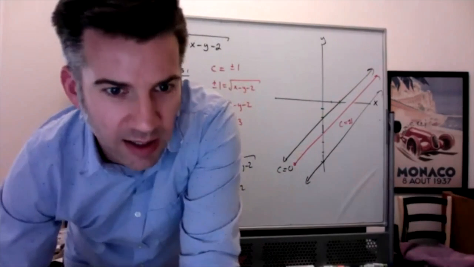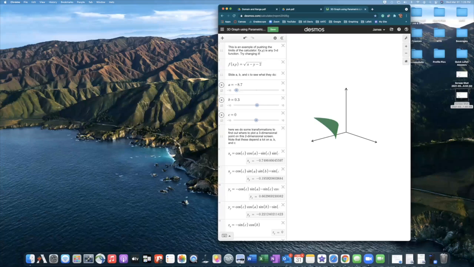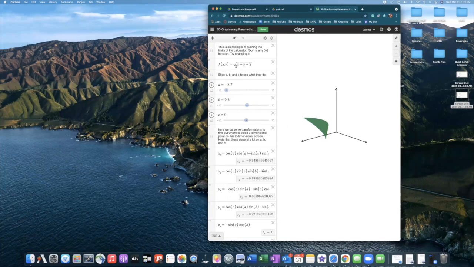Oh, I didn't share my screen. Sorry about that. So here's the function, square root of x minus y minus 2. And you can rotate it around to see how things look. Here's the normal orientation: the x-axis, the y-axis, and of course the z-axis. So this is your xy plane.